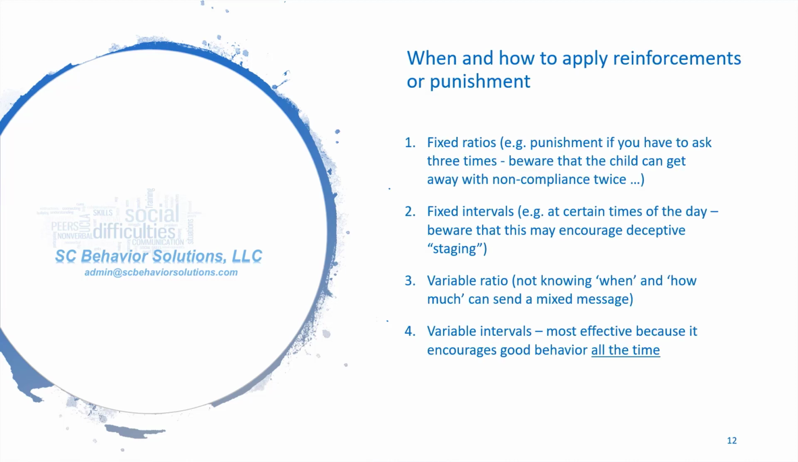A question may arise as to when and how to apply reinforcements or punishment. Some parents use a fixed ratio, for example, asking 3 times and punishing if there's no compliance after 3 times. However, the child gets away with non-compliance twice. Fixed intervals, specific times of the day, for example, may encourage what we could describe as deceptive staging. The variable ratio, in which the child does not know when and how much of the reinforcement or punishment is applied, can send a mixed message. Variable intervals. This is most effective because it encourages good behavior at all the time.